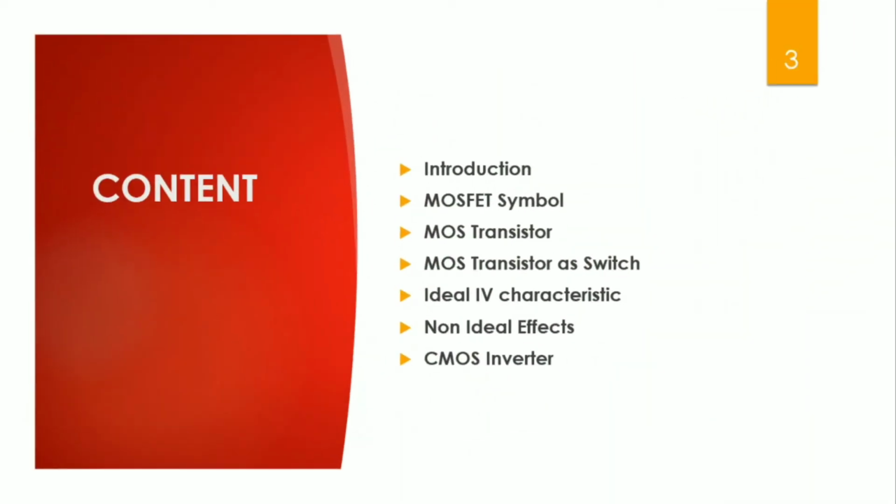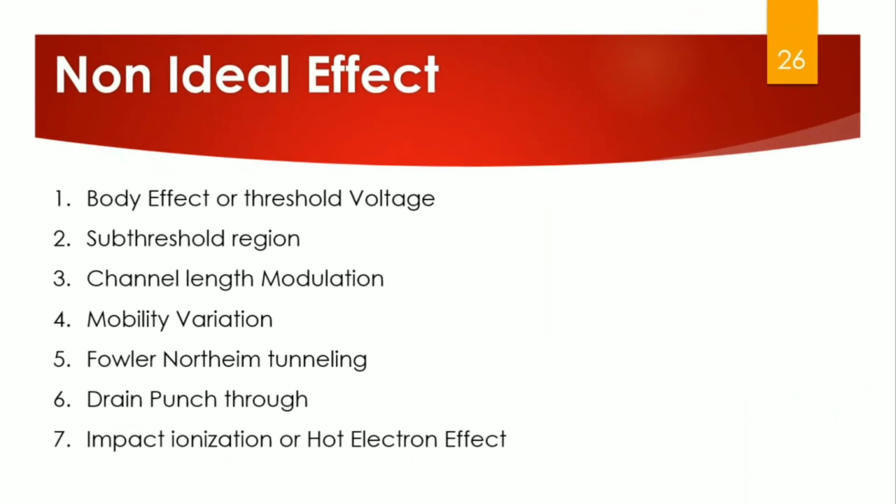So in module 1 we are left with the non-ideal effects and the CMOS inverter. The next topic is non-ideal effects. What are non-ideal effects? There are 7 non-ideal effects in MOSFET. Which are they? They are body effect or threshold voltage, sub-threshold region, channel length modulation, mobility variation, Fowler-Nordheim tunneling, drain punch through and impact ionization, which is also called the hot electron effect.